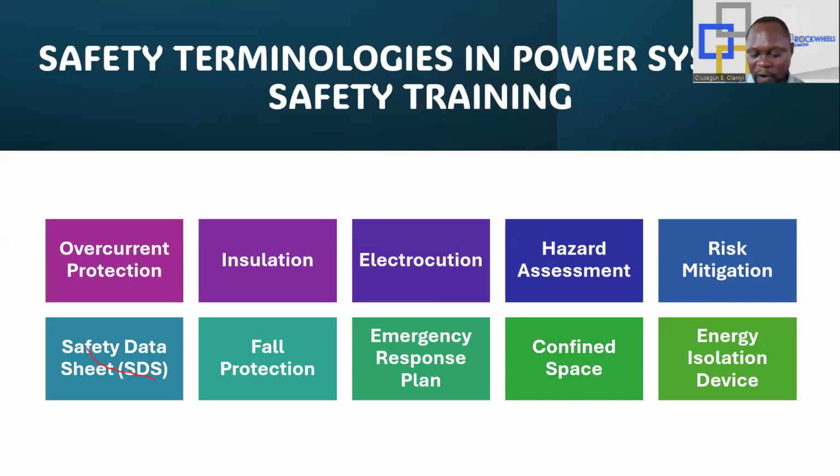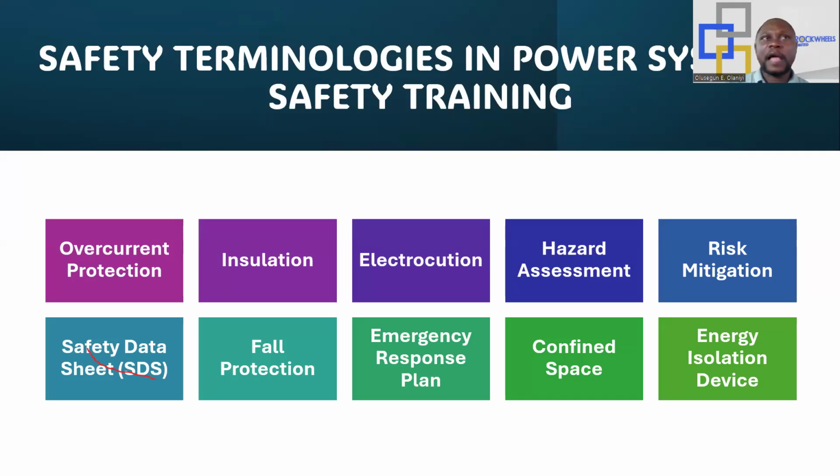Okay, for alternating current, we have 11 kV, 33 kV, 66 kV, 132 kV, and then 330 kV. So at what point do we say they are high voltage for alternating current? When it is 11 kV, we can say it is high voltage.